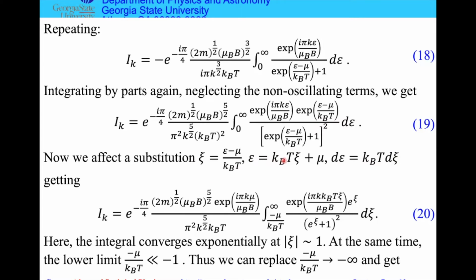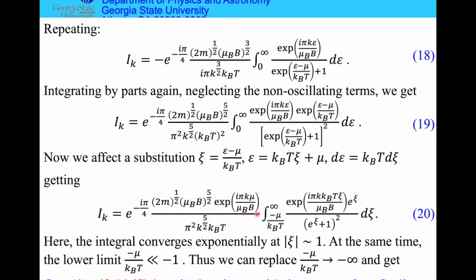We substituted here. So d epsilon gives me an extra kBT. So kBT instead of the square becomes to the power 1. This exponential becomes e to the power of psi. This is e to the power of psi plus 1, squared. And the argument here from epsilon acquires an addition of mu. And this, with epsilon replaced by mu, does not depend on the integration variable, so it can be taken outside. This is this coefficient, mu divided by mu_B B.